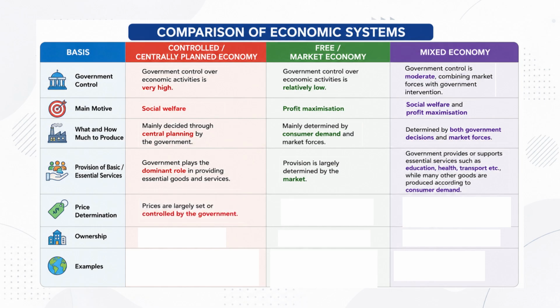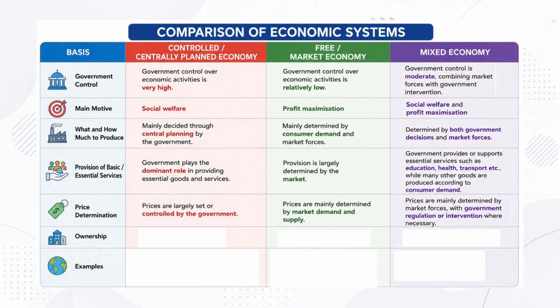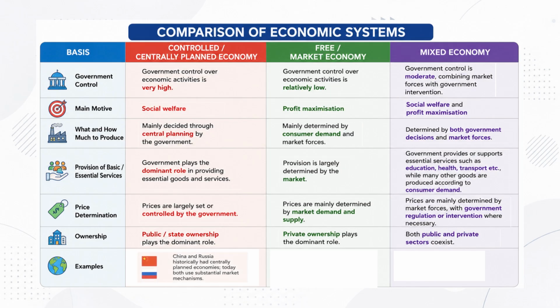In a controlled economy, prices are largely set or controlled by the government. In a free economy, prices are mainly determined by market demand and supply. In a mixed economy, prices are mainly determined by market forces, with government regulation or intervention where necessary. In a controlled economy, public or state ownership plays the dominant role. In a free economy, private ownership plays the dominant role. In a mixed economy, both public and private sectors coexist.